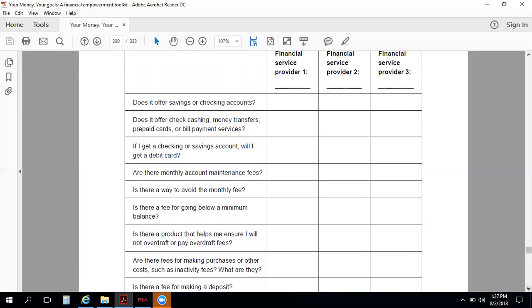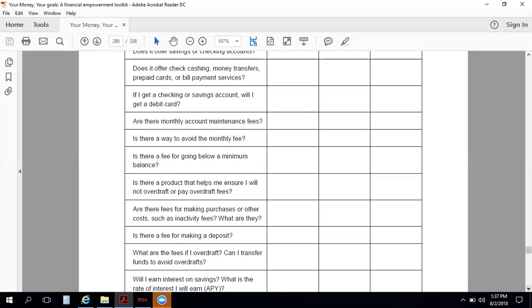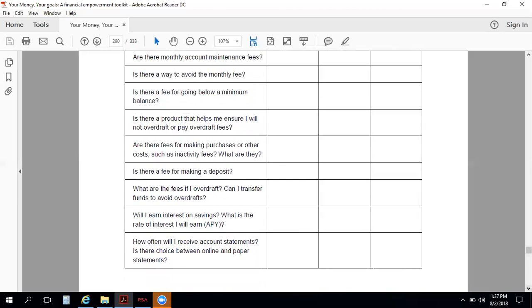When looking at things like, are there monthly fees for a checking or savings account? What ways are there to avoid the monthly fees? Is there overdraft protection if I need it? Is there a fee for making a deposit? Most banks don't charge fees, I don't think, for deposits, but some may. What are the overdraft fees? And what am I going to be charged if I overdraft?